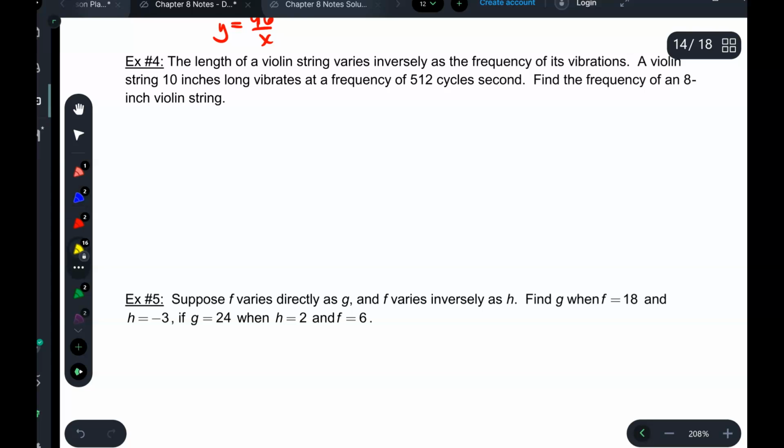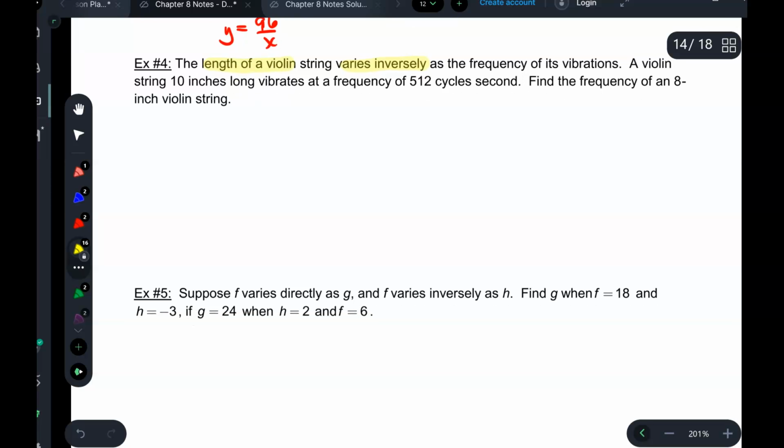I've got a question though. Okay, length of a violin varies inversely as the frequency of its vibrations. Let me finish these two, and then I can come back.